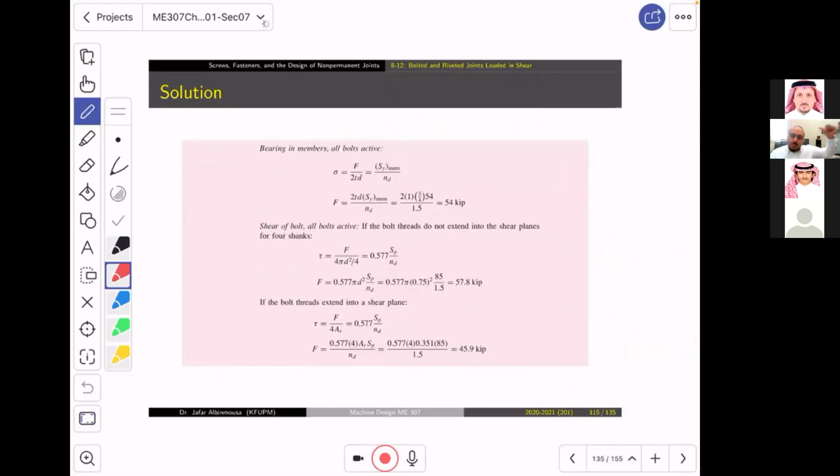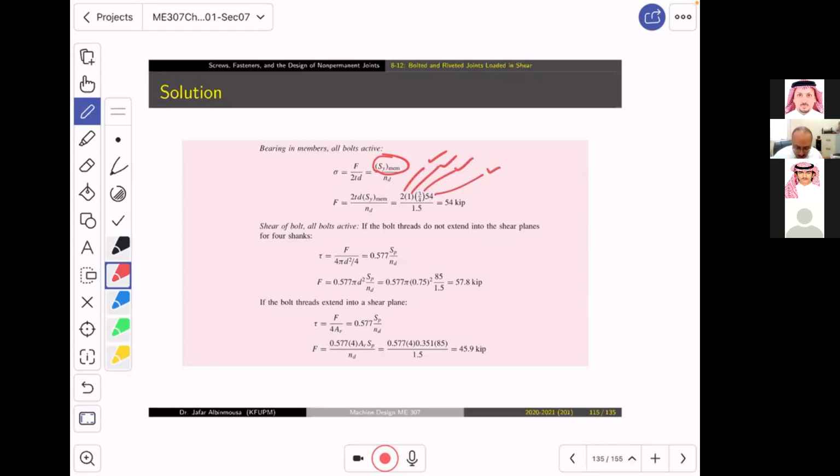What if I look at the member, not the bolt? The bearing can happen in the member. Exactly the same equation, except that the strength here is the yield stress of the member. It doesn't make sense to talk about the member and use the proof strength. Doesn't make sense, guys. So it's exactly the same equation. This is 2. This is 1, the thickness. This is the diameter, 3 over 4. And this is 54, which is the yield stress of the material. The yield stress of the material turns out to be 54, while the proof strength of the bolt is 85.